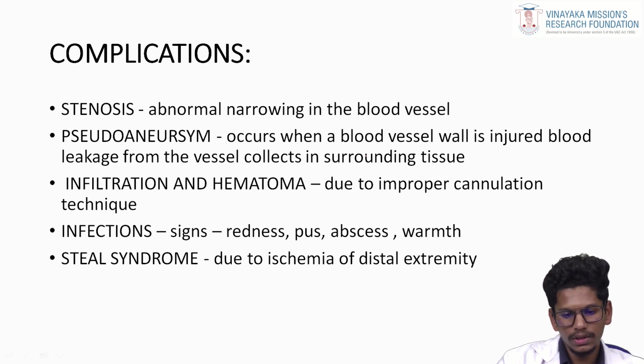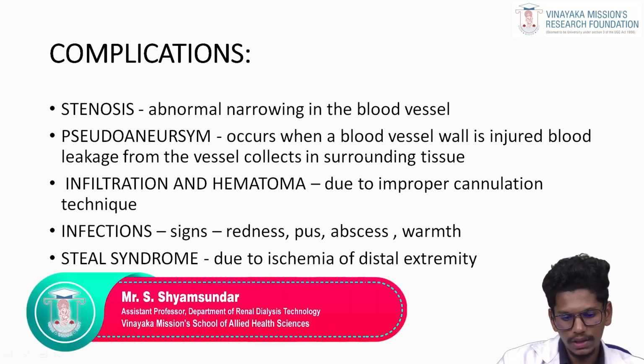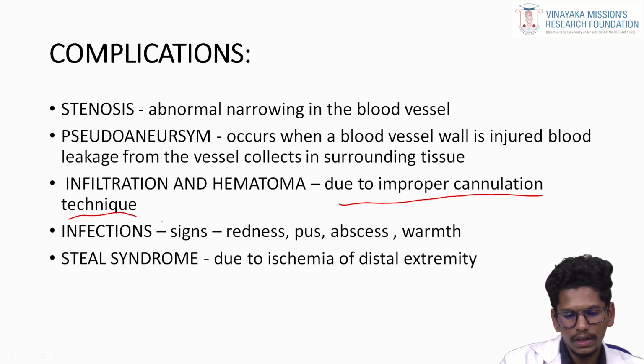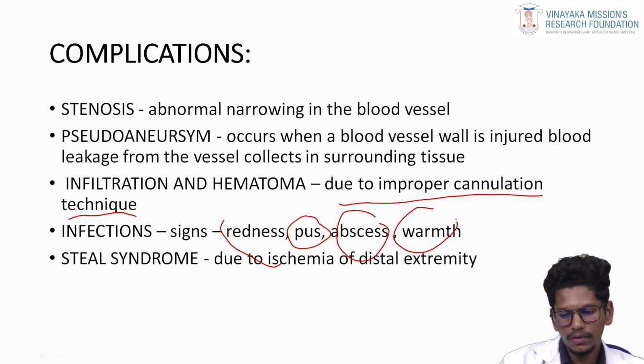Complications we see are stenosis, pseudoaneurysm, infiltration hematoma, infections, and steal syndrome. Stenosis means abnormal narrowing of the blood vessels. Pseudoaneurysm occurs when a blood vessel wall is injured and blood leaking from the vessel collects in the surrounding tissues. Infiltration hematoma is due to improper cannulation technique. Infections show signs of redness, pus, abscess, and warmth.